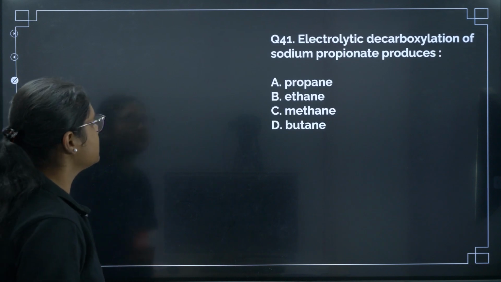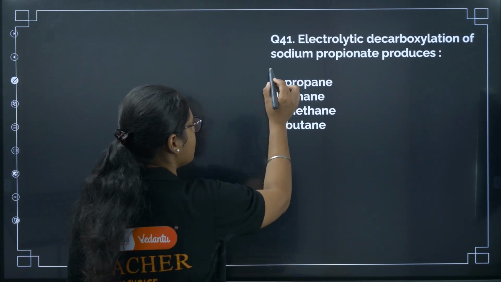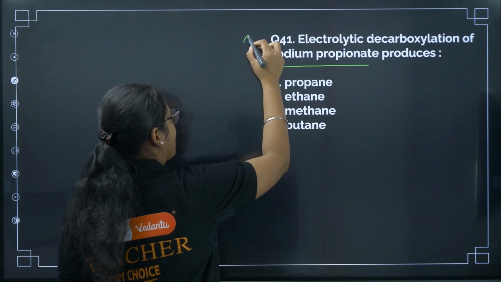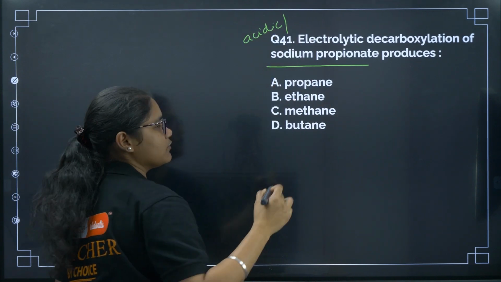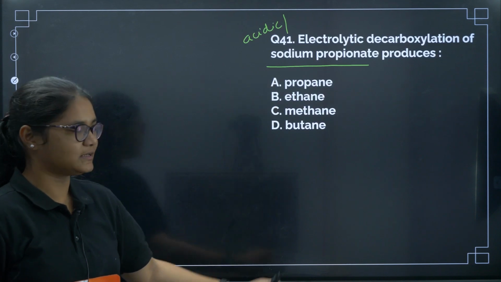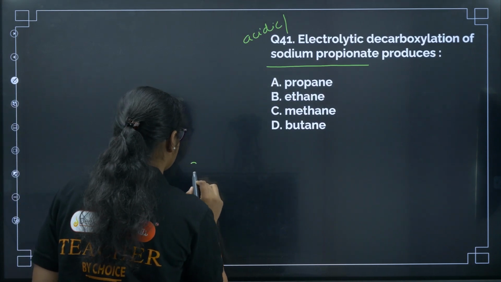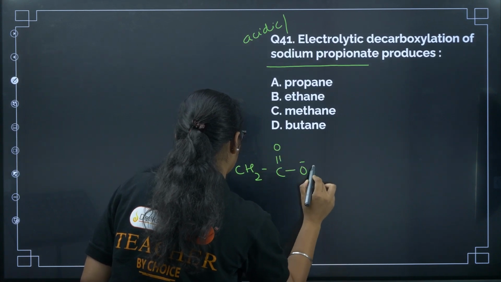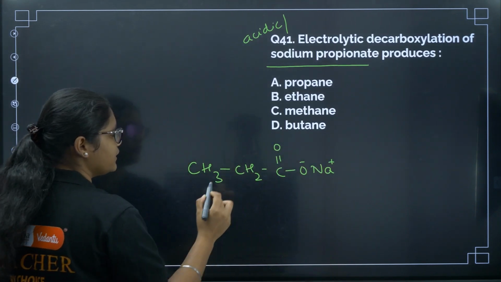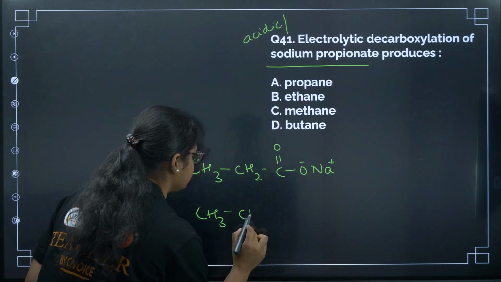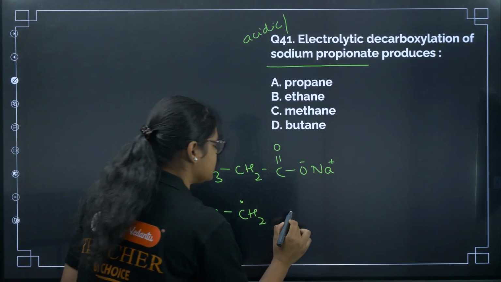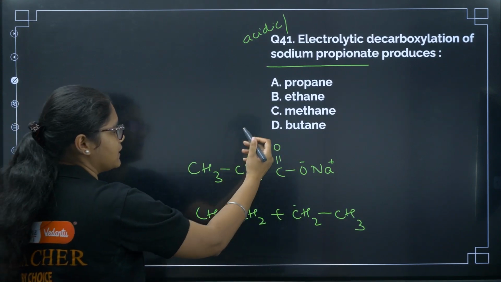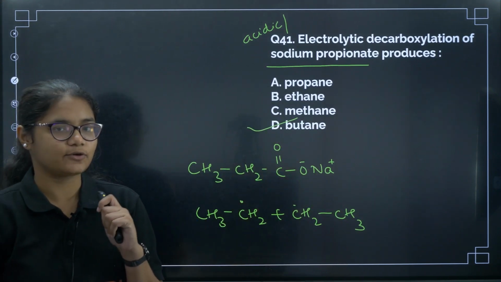Next question: electrolytic decarboxylation of sodium propanoate produces? This question is from your carboxylic acid reactions or from hydrocarbons also. This concept is there, Kolbe's reaction. So sodium propionate is CH3CH2COO minus Na plus. When you do electrolysis, we will get a free radical like this. Two such radicals will combine and we will get butane as the final product. So the correct answer for this question is option number D.